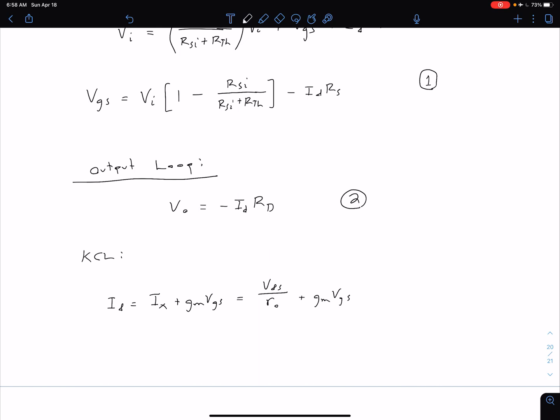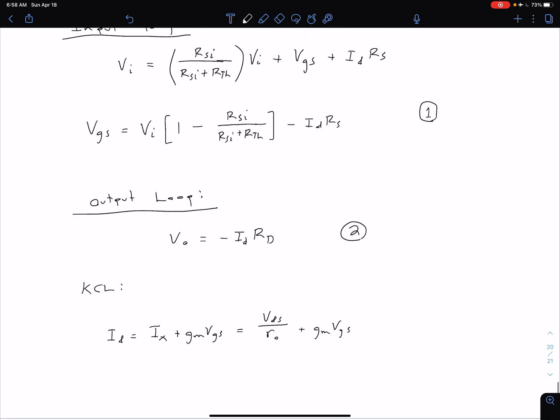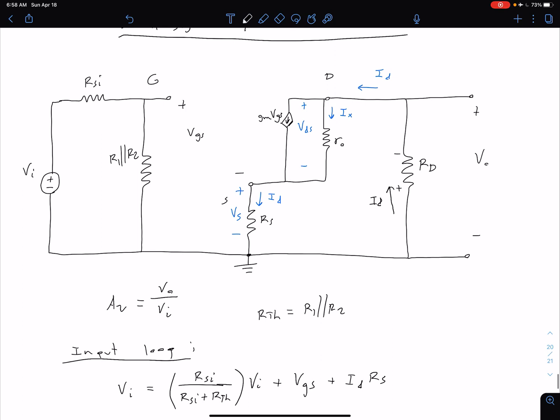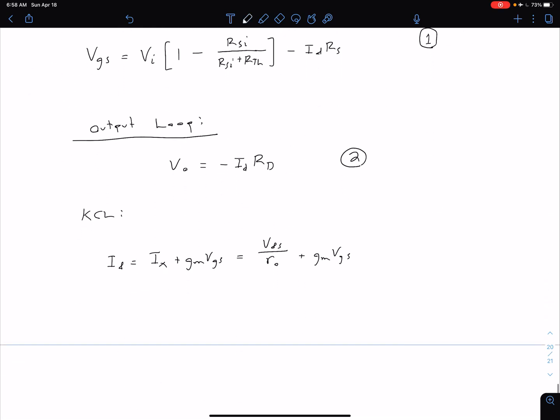And so we can rearrange this a little bit because we can substitute for our VDS. So we kind of said this in passing as well, but we can say from KVL our VDS is equal to V out minus VS. And our VS is, of course, ID times RS. So doing all of that in one calculation, let's adjust that. We can say this is really V out minus ID times RS, and we divide that by r naught plus gm VGS.